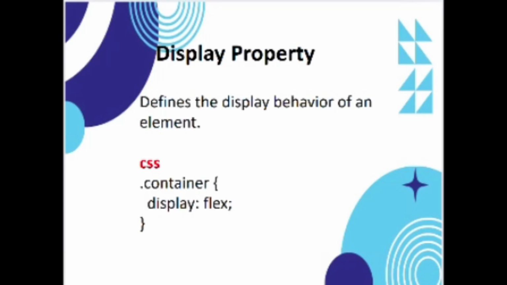Let's see an example of CSS code. Here we provided .container with display set to flex, which means it will arrange all the boxes in a row-wise direction with horizontal spacing between them.